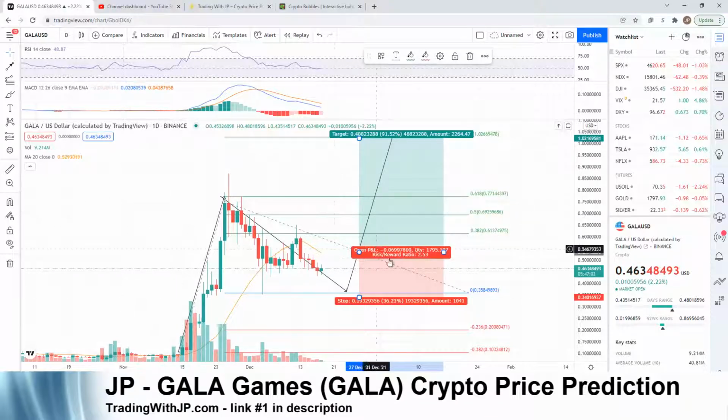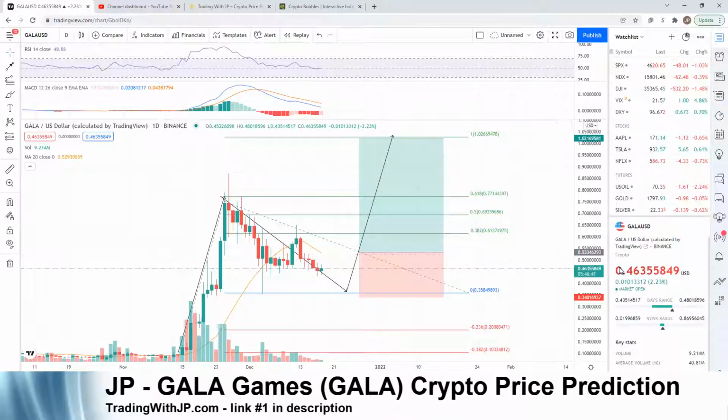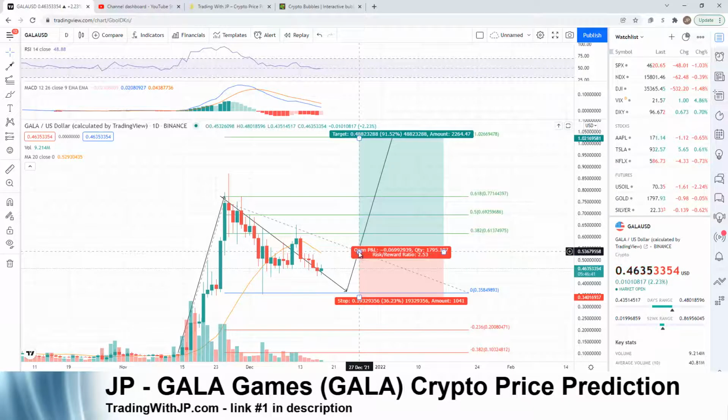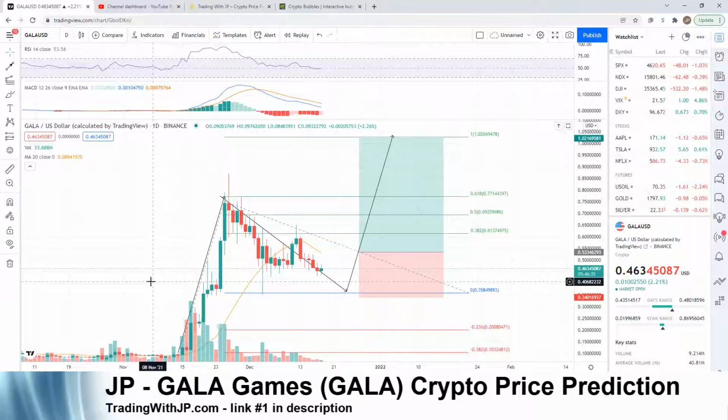So we are looking at a risk to reward ratio of 2.53, and ultimately we could be looking at a 91.52% gain. Holy smoke. So almost doubling your money with Gala, going from 46 cents to a $1.02. Where we would be buying in actually here at 53 and selling at a $1.02. So that's why we're a little bit under 100%. But all in all, things look pretty good for Gala.